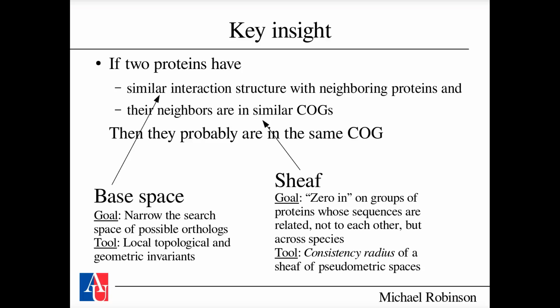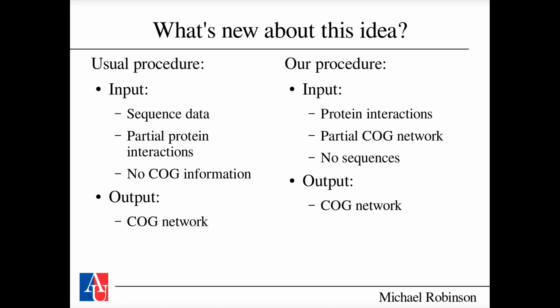And the tool we're going to use is something relatively new that our group has discovered, a mathematical tool called the consistency radius, associated with sheaf of pseudometric spaces. And they're really very simplistic sheaf structures, you'll see. So what's new about this idea?